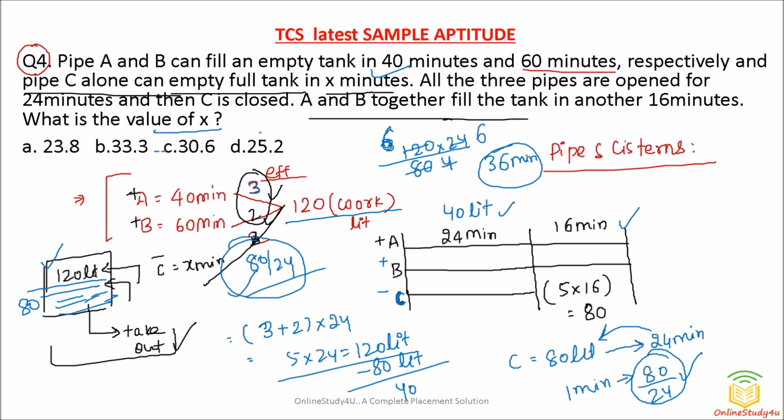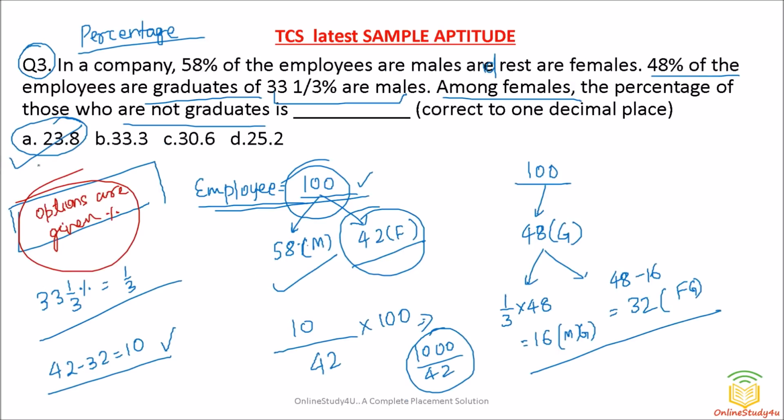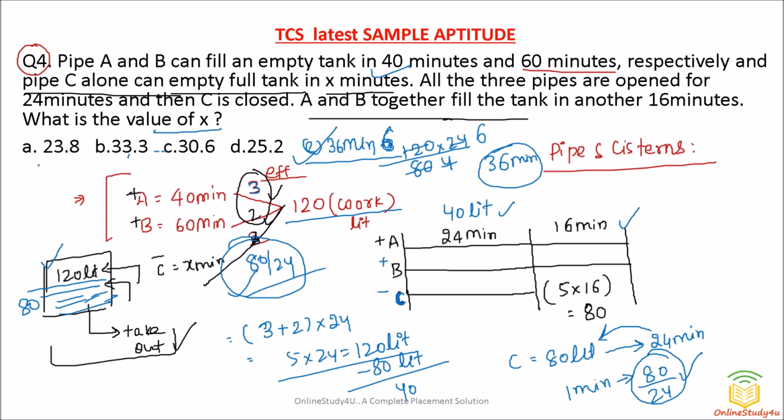So you can say pipe C can remove the complete water from the tank in 36 minutes. I have not marked the correct option here. The option I had taken for the previous one, just replace that option. 36 minutes will be the correct answer for question number 4.